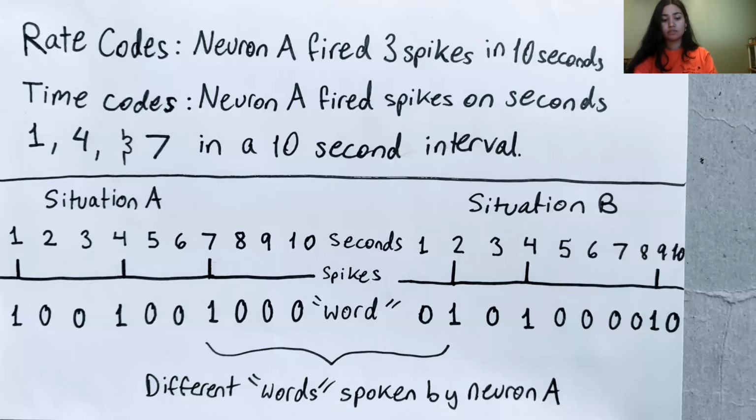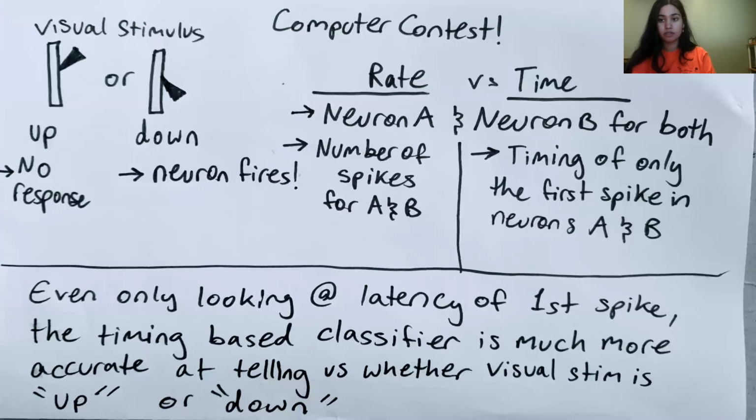We can also use a computer to figure things out about the external world based on recordings from a neuron. So for example, if there's a visual stimulus that moves up or down, and we know that there's a neuron that only fires if the stimulus moves down, then we can ask a computer to tell us how the visual stimulus is moving based on the firing pattern of that neuron.